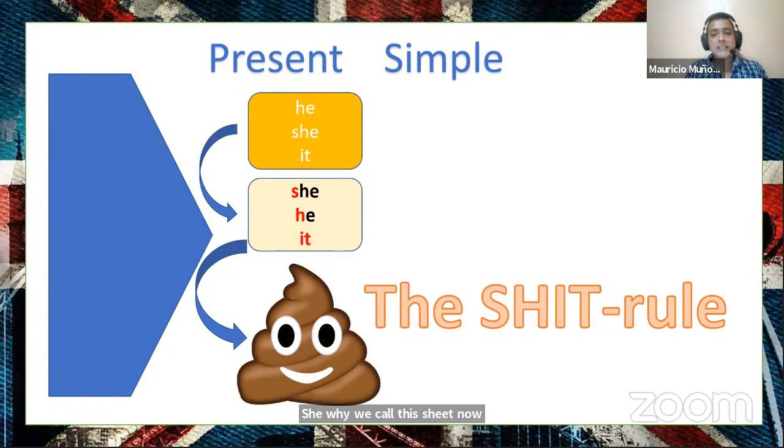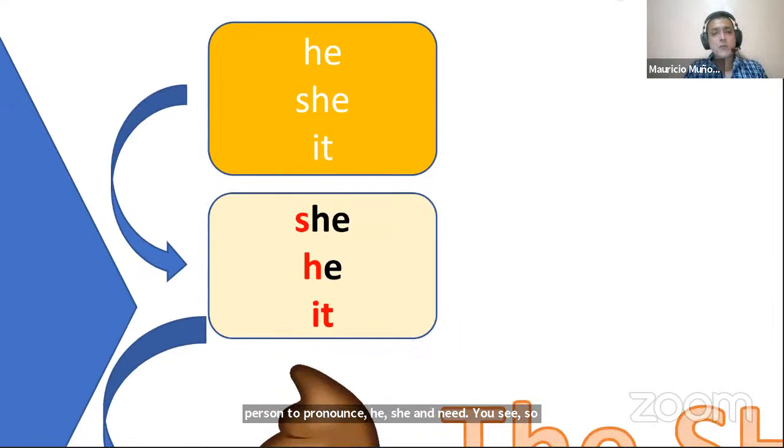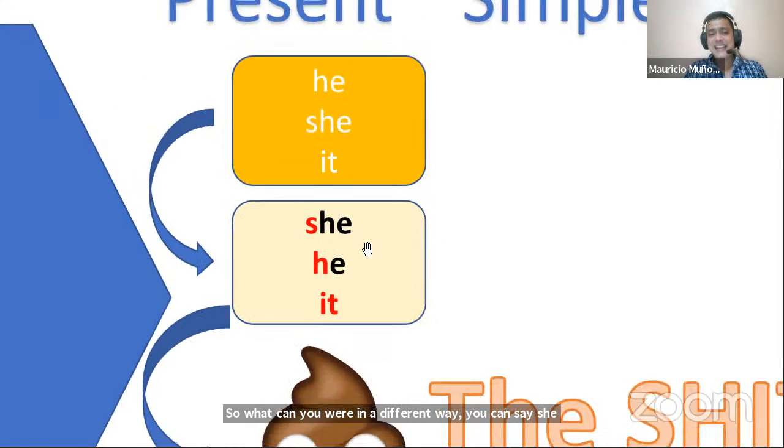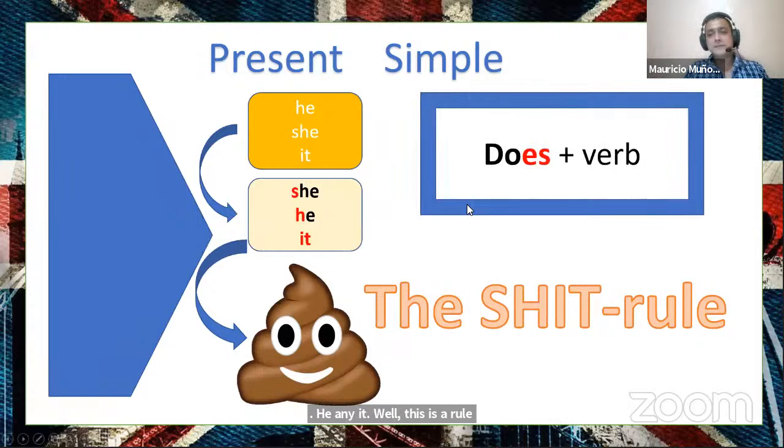Now, I want you to take a look in here. You see the personal pronouns? He, she, and it. You see? So one can word it in a different way. You can say she, he, and it. Well, this is a rule that probably worked for you.